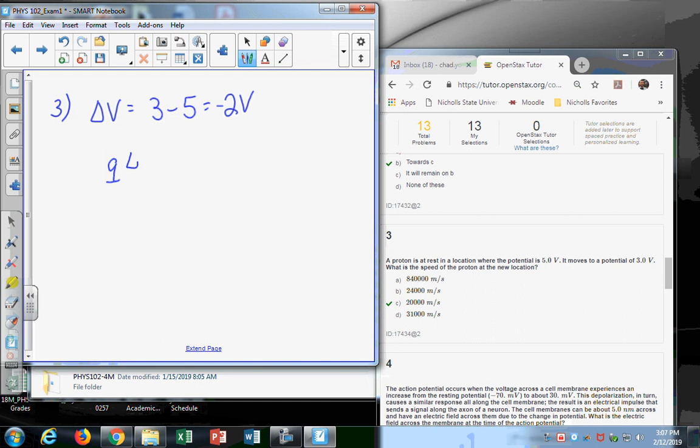Q times delta V, that's the work being done on that charge by the electric field as a result of this difference in potential, is equal to 1/2 mv squared. Now I'll solve for v: that's the square root of 2Q delta V divided by m. If you want, you can put in numbers for Q, delta V, and m, and then do it that way. But doing it with the variables will help prevent mistakes along the way, because many of your mistakes are made in the calculator.